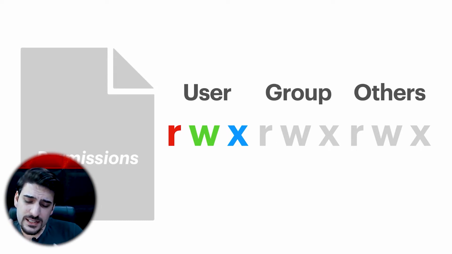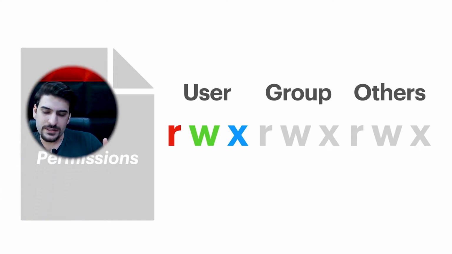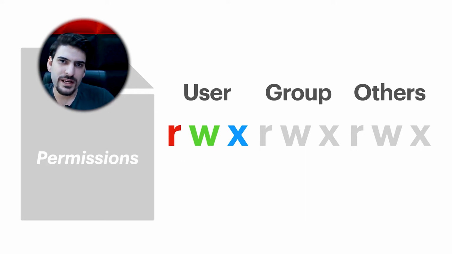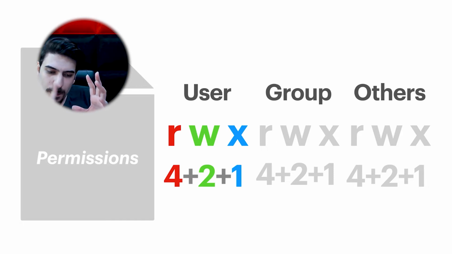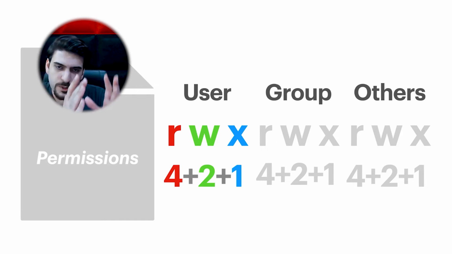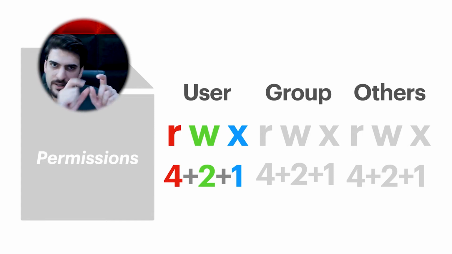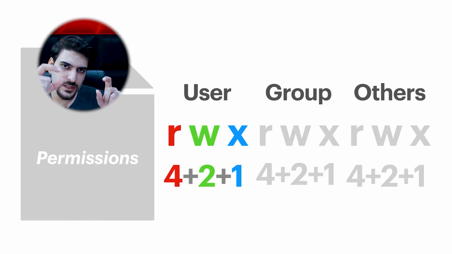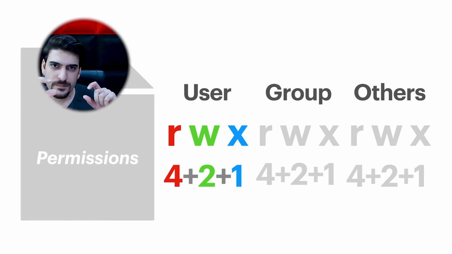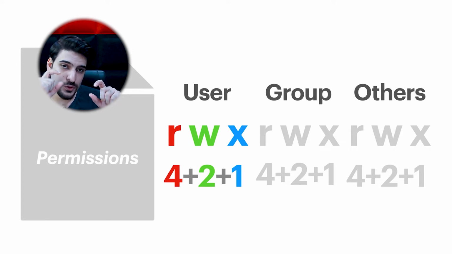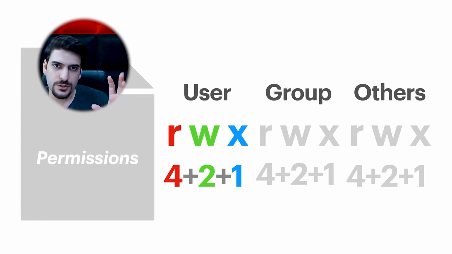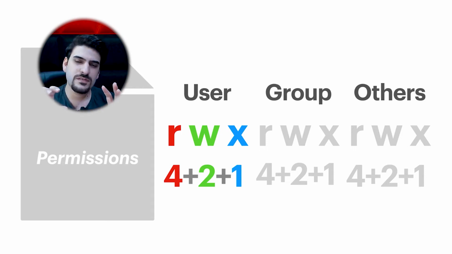But note that instead of using this 9-character pattern, sometimes a numerical pattern is used to define the permissions for a file. The rule is like this. For each part, the user part, group part, and others part, we have 3 characters. Each character can be related to a number. X is always related to 1, W is related to 2, and R is always related to 4. And what we do is calculate the sum of these numbers in each part.